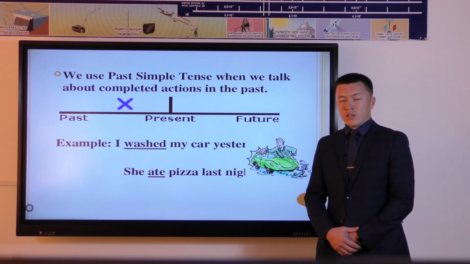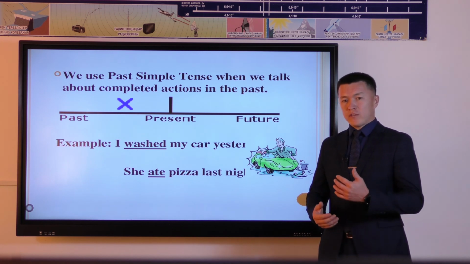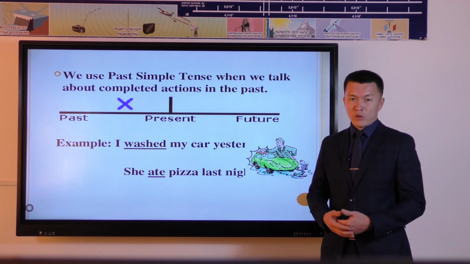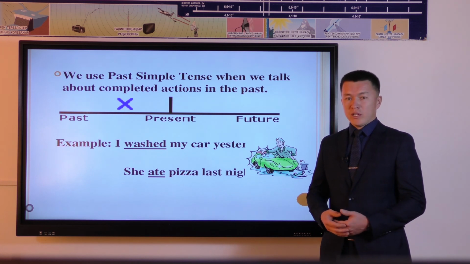Of course, in the first sentence we have a regular verb, and in the second sentence we have an irregular verb. So that's how to know. You have to know that when we make past simple tense, we use regular and irregular verbs.